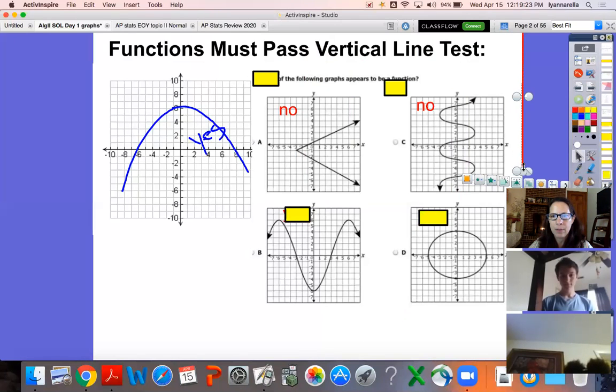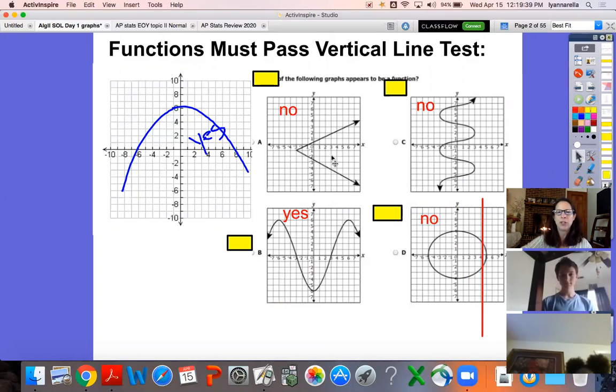What about, can't I grab that? This one, does this pass? Yes, it does. It doesn't touch more than 1 point at any given time. How about this one? No. Okay, so just remember, functions pass the vertical line test, and usually if you have a graph, it's the easiest thing in the world to check.